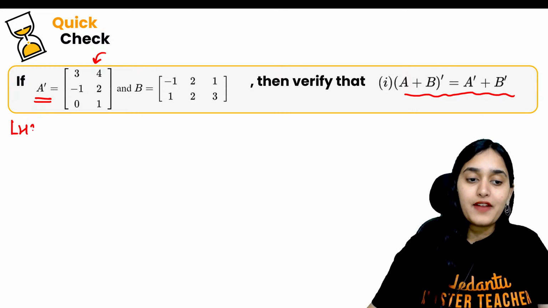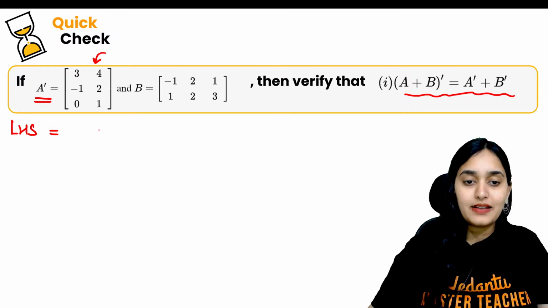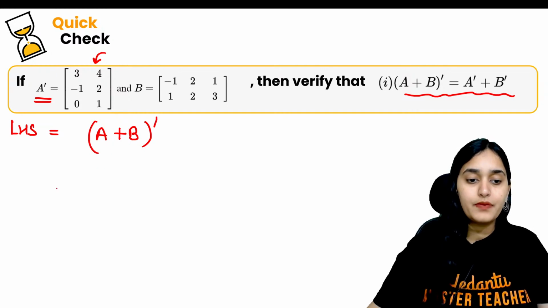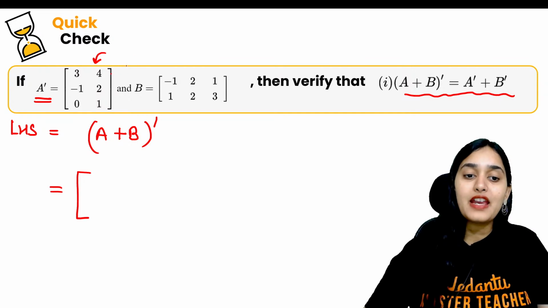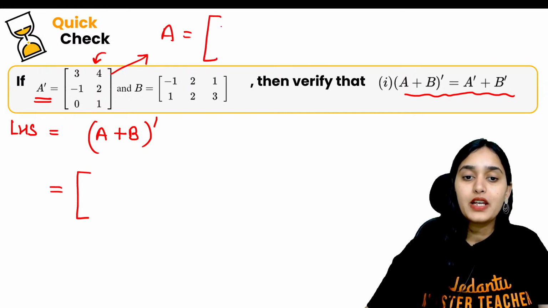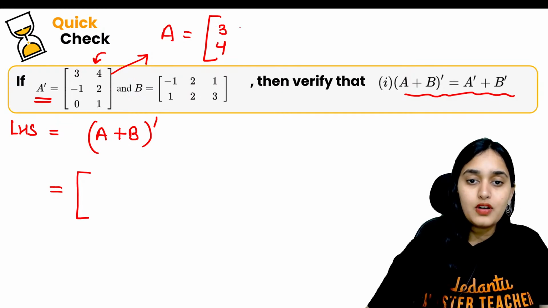Let's take the left hand side. The left hand side is basically asking about A plus B whole transpose. This is equal to, what is the A matrix? If this is A transpose, A matrix will be 3, 4, minus 1, 2, 0, 1.